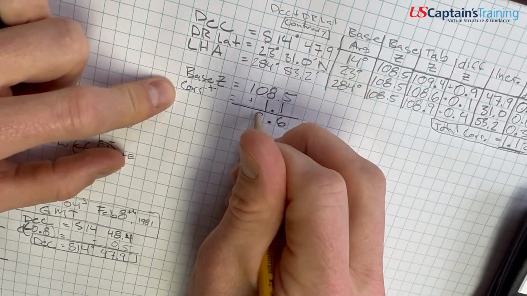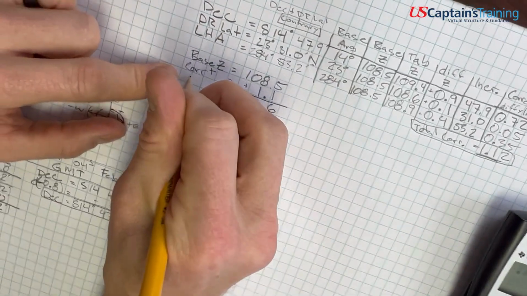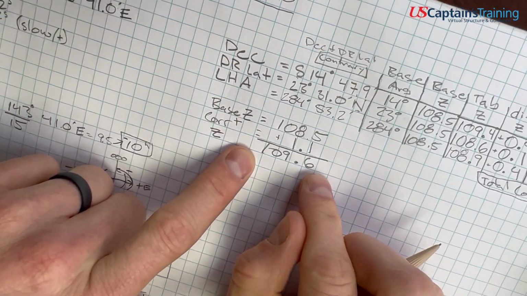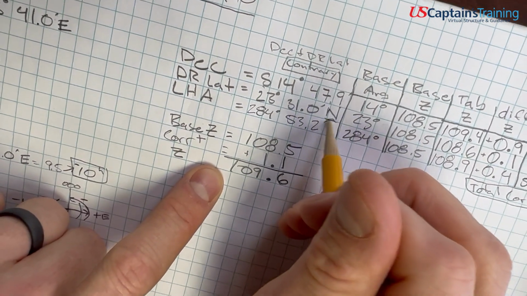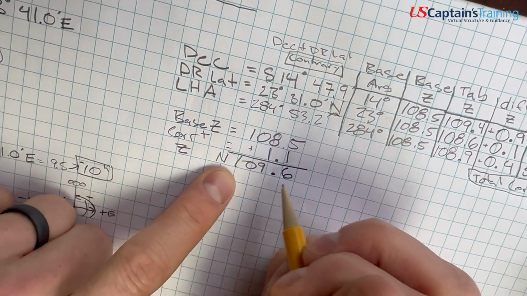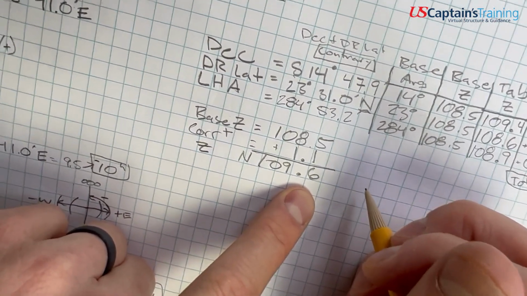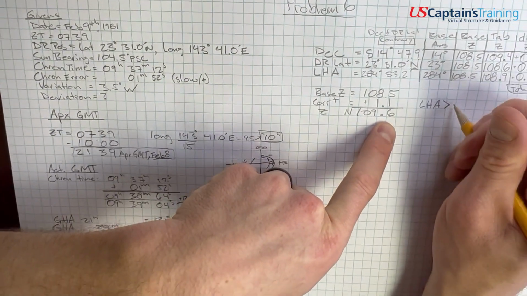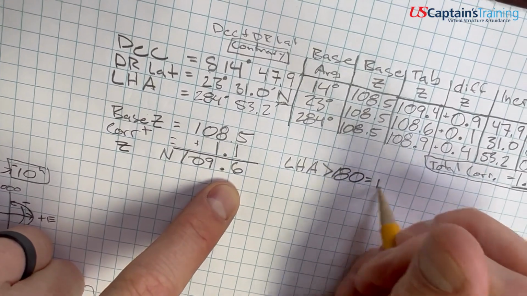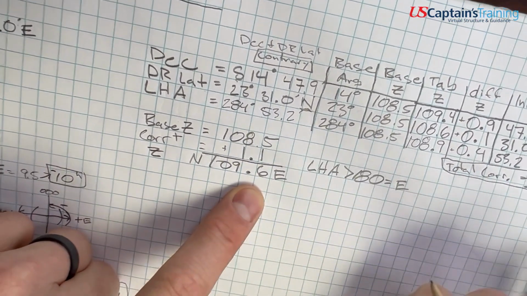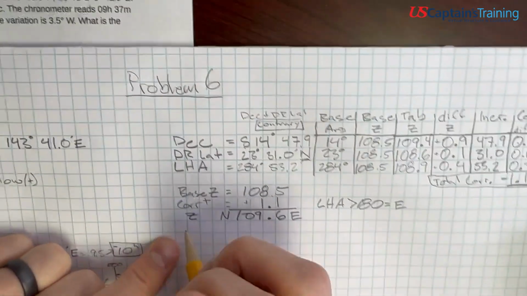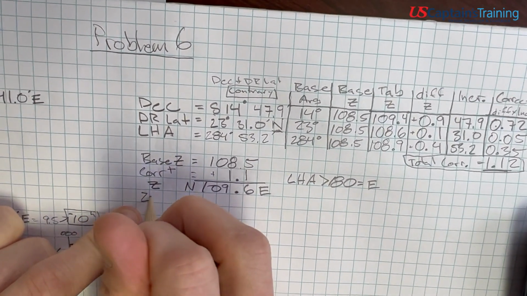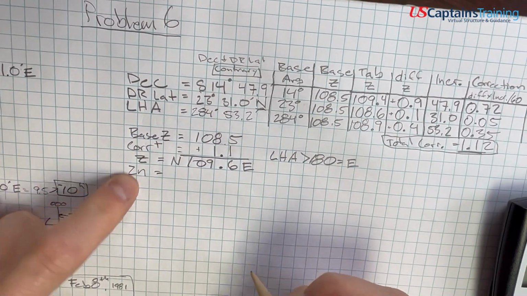This is going to give us our angle in quadrantal notation. 108.5 plus 1.1 is 109.6. This is our Z, but it's in quadrantal notation, so we need to label it north, south, east, west. So north, we go by our DR lat to name it north. And then we go by the LHA to name it east or west. So LHA is greater than 180, so we name it east.